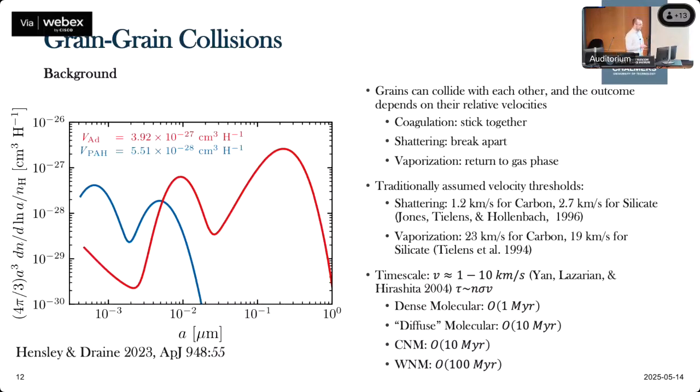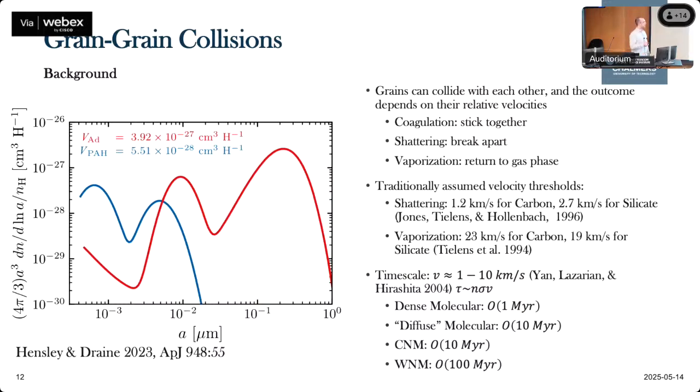Right, and so now I'm going to talk about the other main process for which we have results, and it's grain-grain collisions. So the grains can collide with each other. We know that they have this wide size distribution. Grain-grain collisions might reasonably have a part to play in setting that.